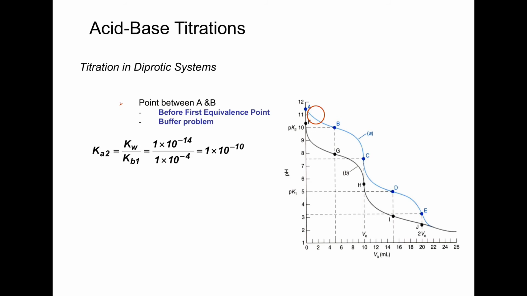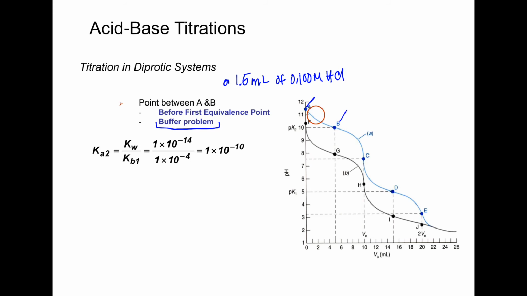So now we are at some point between point A and point B, and I said that I wanted to be when we had added 1.5 milliliters of the 0.1 molar acid. Now between the initial and the first equivalence point, it's a buffer problem. And what's nice about a buffer problem is that we can use the Henderson-Hasselbalch, but in this case, we need to know what the ratio of base and conjugate acid is.